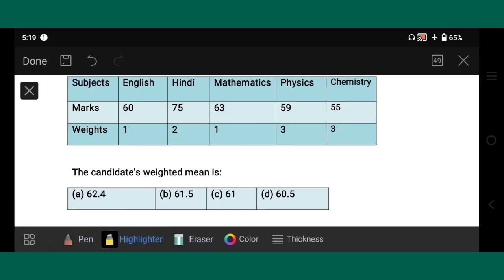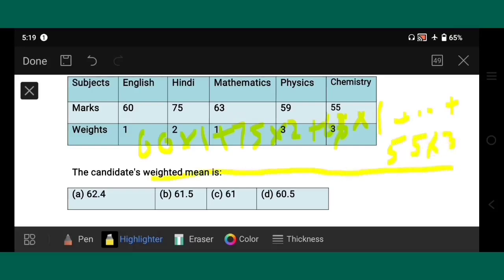So we are going to find the weighted mean. So just use 60 times 1 plus 75 times 2 plus 63 times 1 up to 55 times 3, divided by the sum of weights. So 1 plus 2, 3, 3 plus 1, 4, 4 plus 3, 7, 7 plus 3, 10.